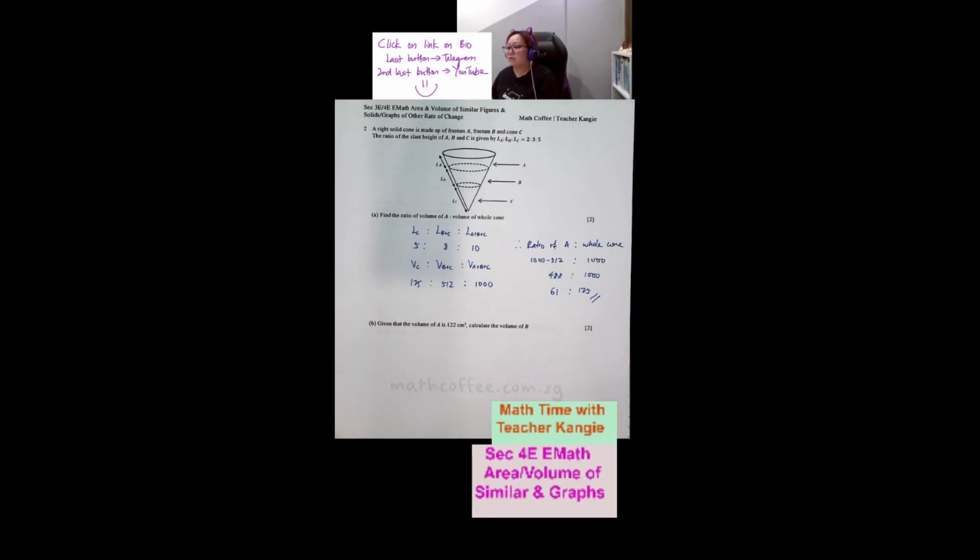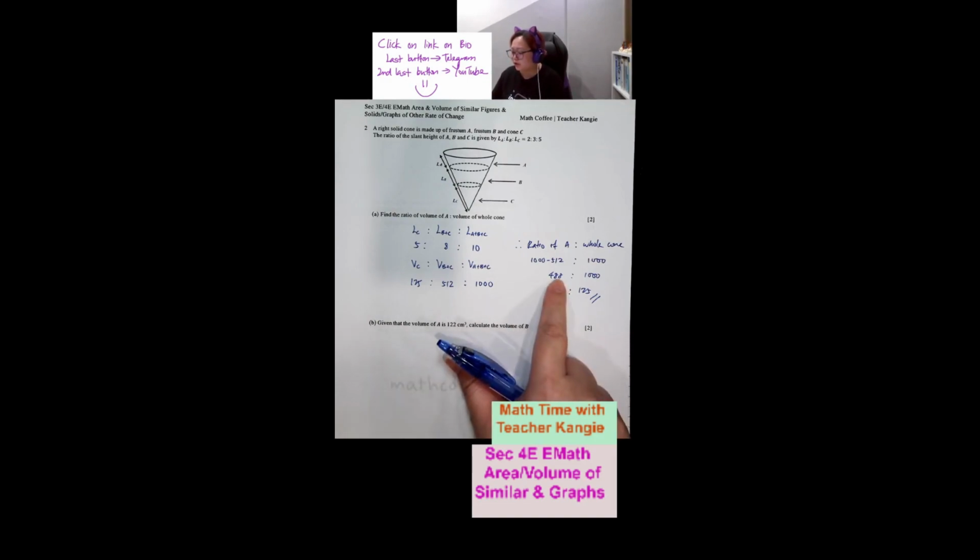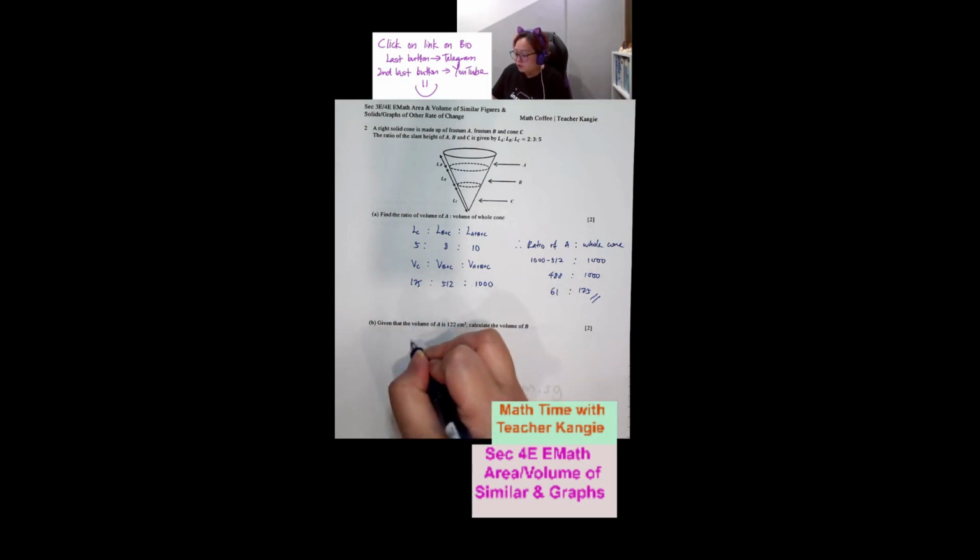Okay, so now part B. Part B said, given that the volume of A is 122, they ask you to calculate the volume of B. Okay, so first of all, we already know that actually volume of A is 488 units, correct? So see here, so volume of A, we already know that it's 1000 minus 512, which is 488 units.